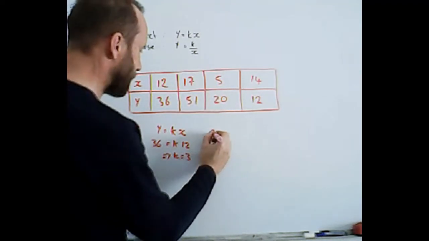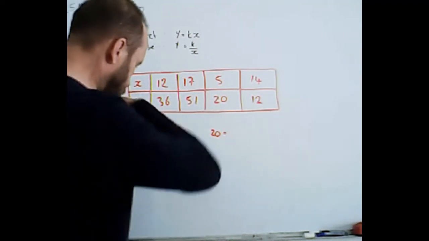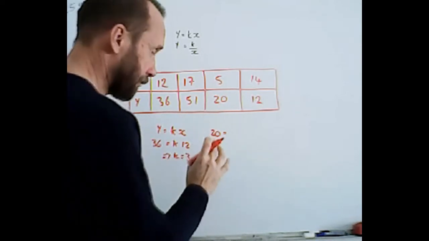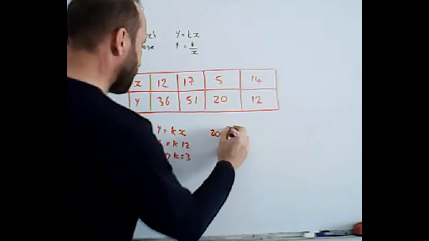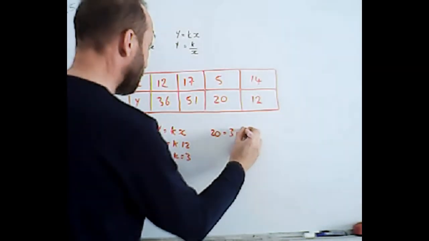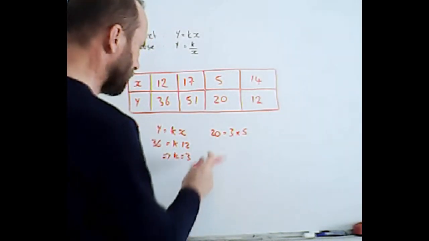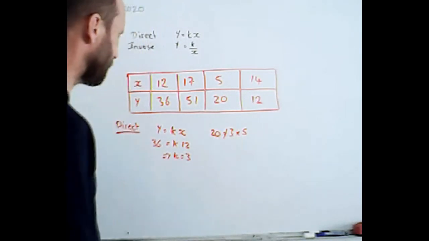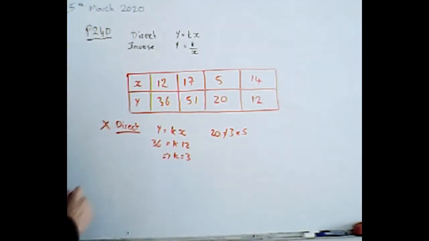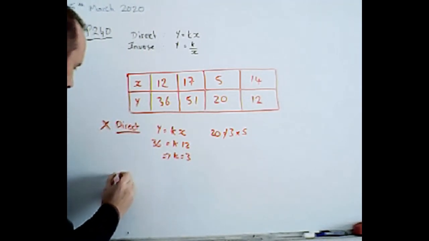20. Does 20 equal 3 times 5? No. 20 doesn't equal 3 times 5. So there it's not. So it's not directly proportional. Okay? So, let's do it the other way. Inverse proportional.